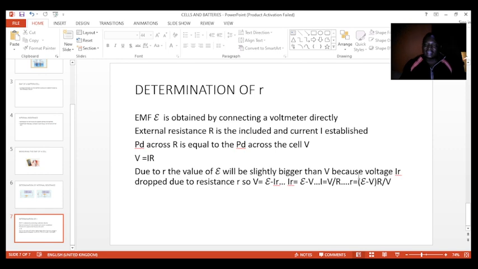Now, since every value here is known, we have measured the EMF, we have measured the potential difference V after connecting R, that means that we can easily obtain the internal resistance of a cell.